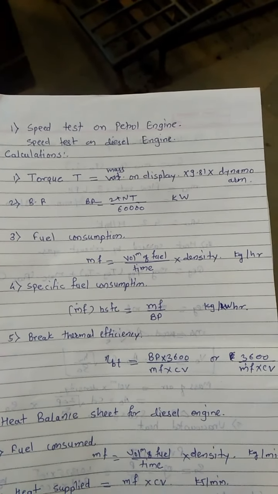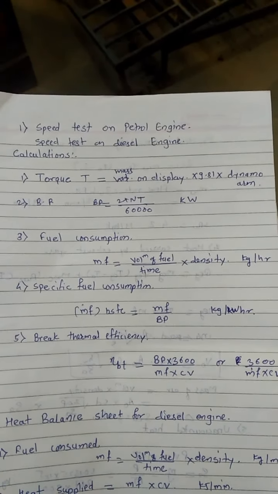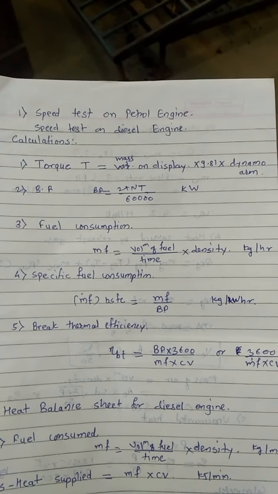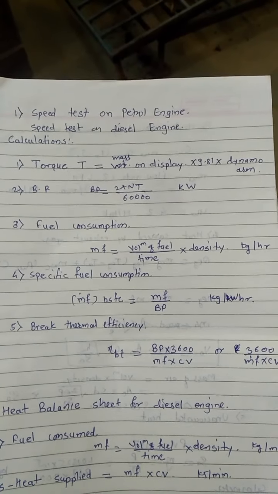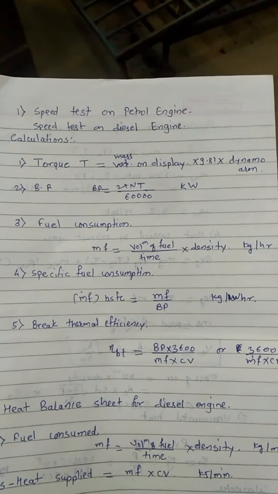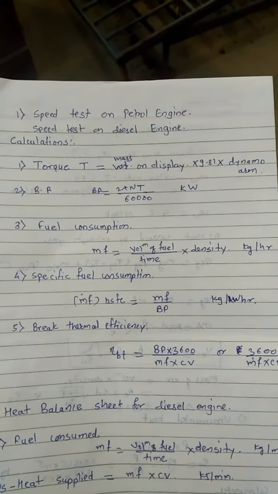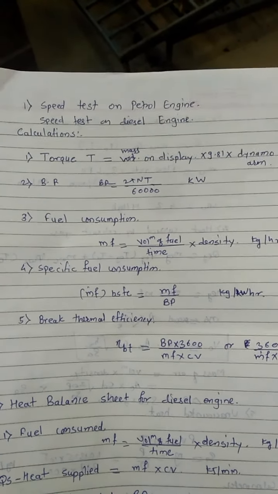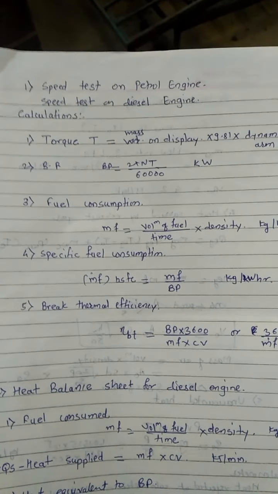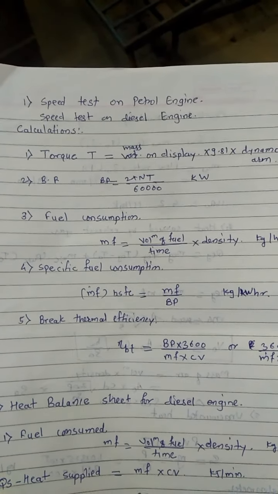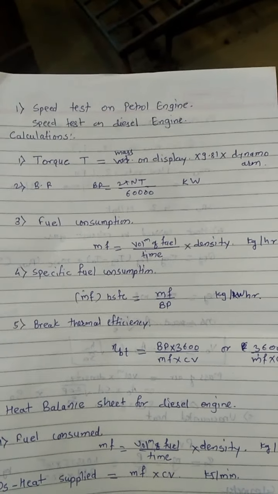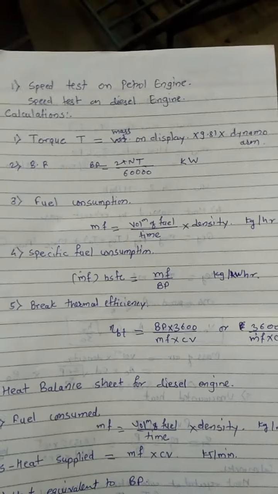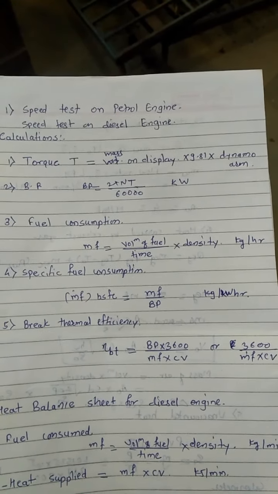So mf is equal to volume of fuel, that here we have taken as 10 cc, and we have noted the time for that volume of fuel consumption. Into that we have to multiply the density, then we will get the value of fuel consumption in kg per hour. Now we will determine the specific fuel consumption. The formula for specific fuel consumption is mass of fuel divided by brake power. So this m dot f we will use in this brake thermal efficiency.